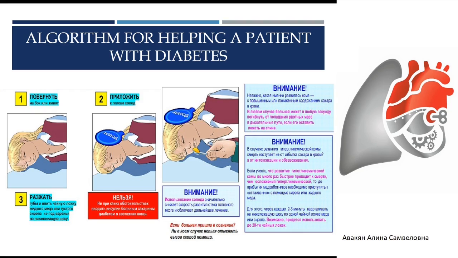Algorithm for helping a patient with diabetes. First of all, turn the victim on the side or stomach. Apply cold to the head. Squeeze the lips and pour a teaspoon of liquid honey or thick jam syrup on the underlying cheek.